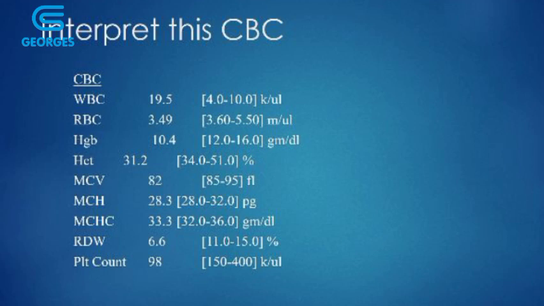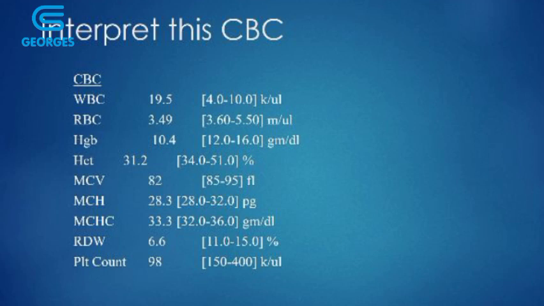And the MCH of 28.3, and the reference range is 28 to 32. So here the MCH is normal, in picograms. The MCH is normal, and an MCHC of 33.3, and the reference range is 32 to 36. So in such a situation, the MCHC is also normal. So maybe here we will call it normochromic, since the MCHC is normal, so we'll call it normochromic.